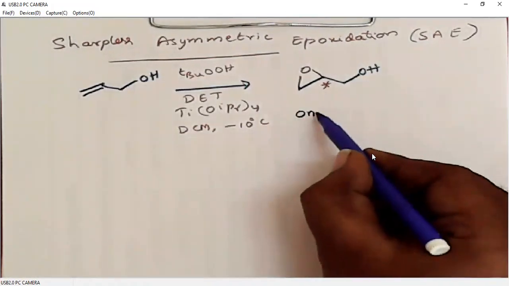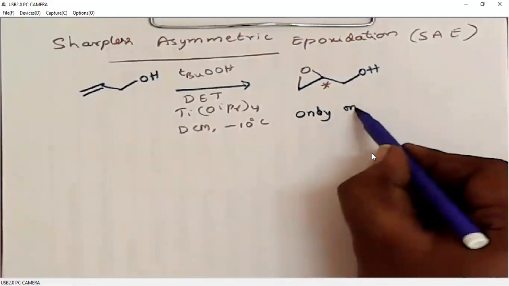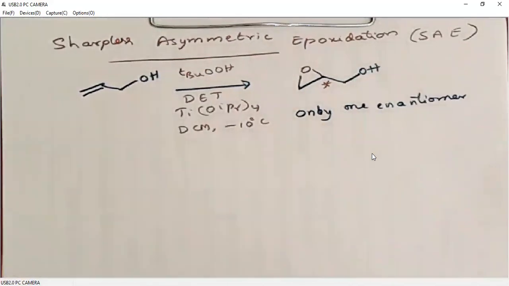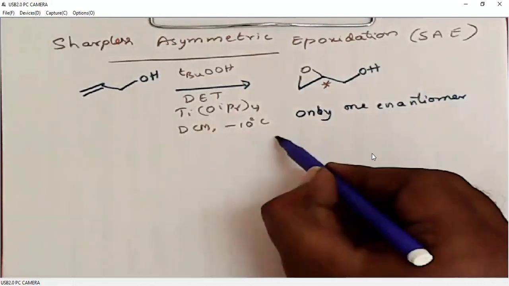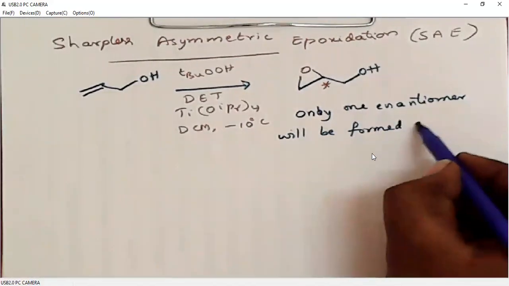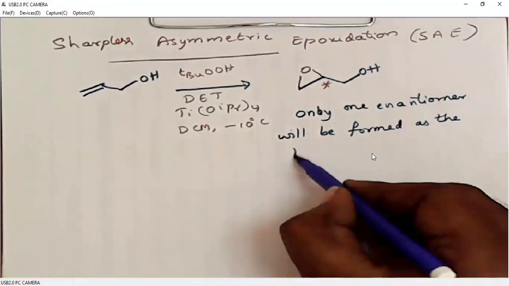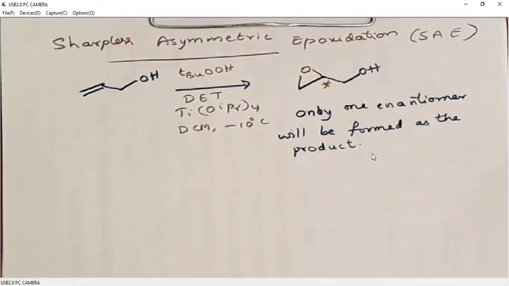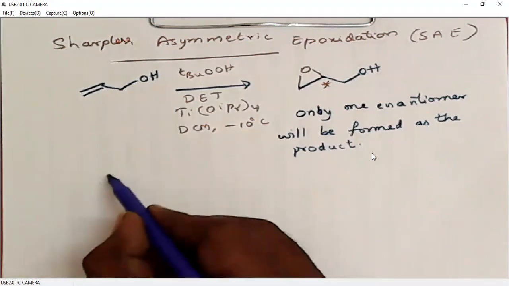So here we will get only one product. There is no major product, minor product. We will get only a single product. Only one enantiomer will be formed as the product. So this is a single enantiomer, single enantiomeric epoxide generation. We will explain the reagents one by one. What is titanium tetraisopropoxide?